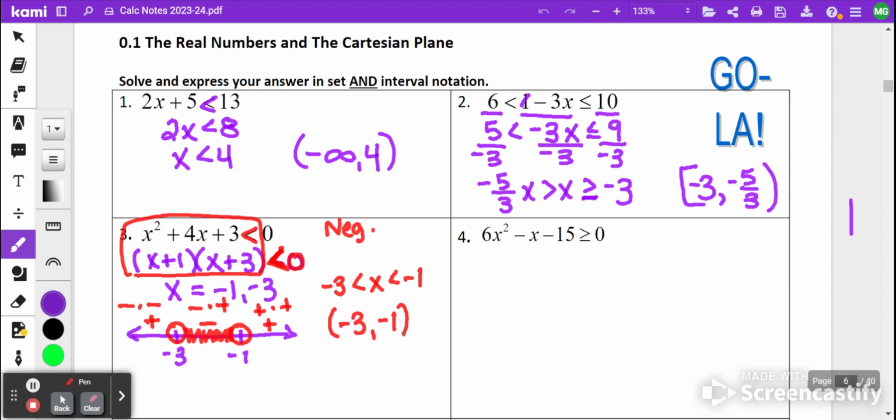Okay, so I'm going to have you pause this video and go ahead and do number 4. It is very much the same problem with just slightly more complicated factoring. You're going to use the ratio method. Pause the video, do the problem, and then start it up again.